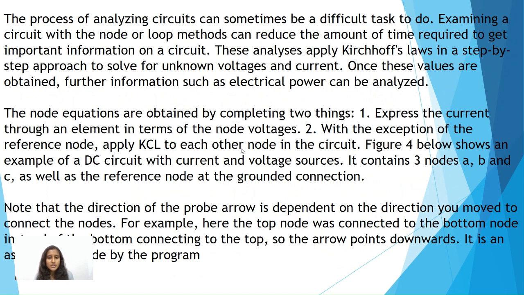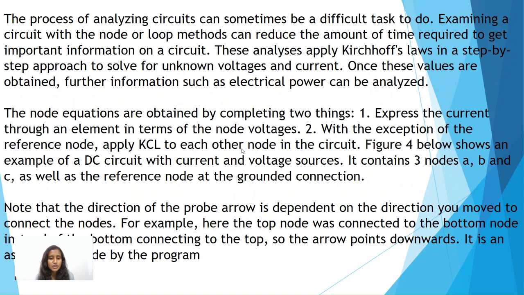The node equations are obtained by completing two things. Express the current through an element in terms of the node voltage. With the exception of the reference node, apply KCL to each other node in the circuit. Figure 4 below shows an example of a DC circuit with current and voltage sources. It contains three nodes A, B, and C, as well as the reference node at the grounded connection.